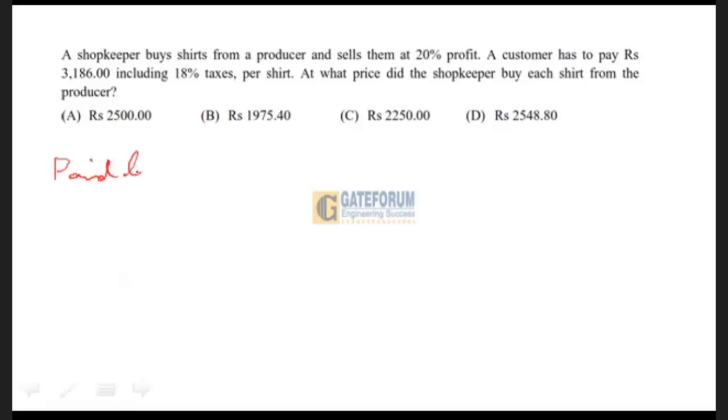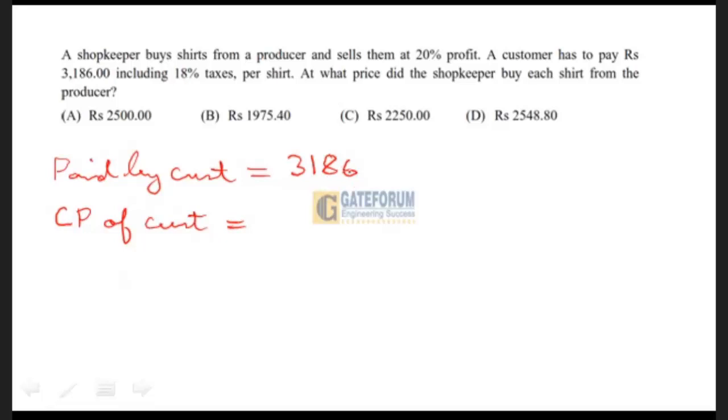Paid by customer. What is the amount paid by the customer? See, it is 3186, but that is including the 18% taxes. So what is the cost price? I mean, he has purchased, right, from somewhere. So what is the cost price of customer?